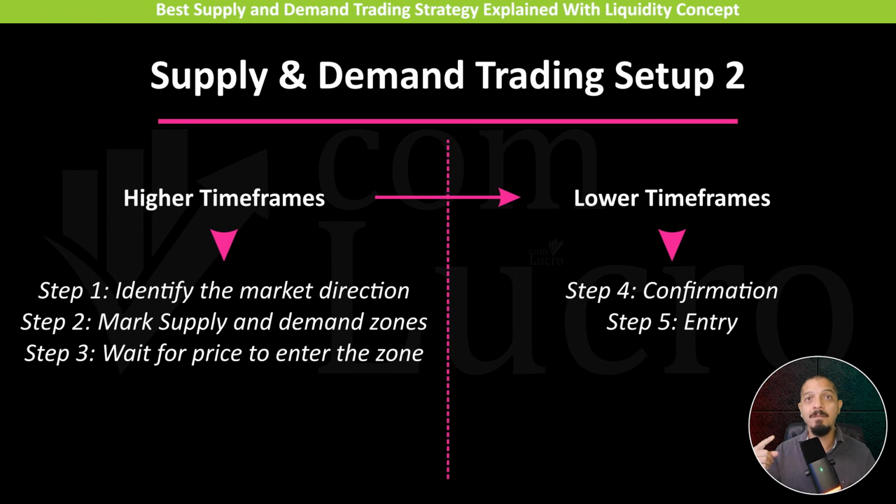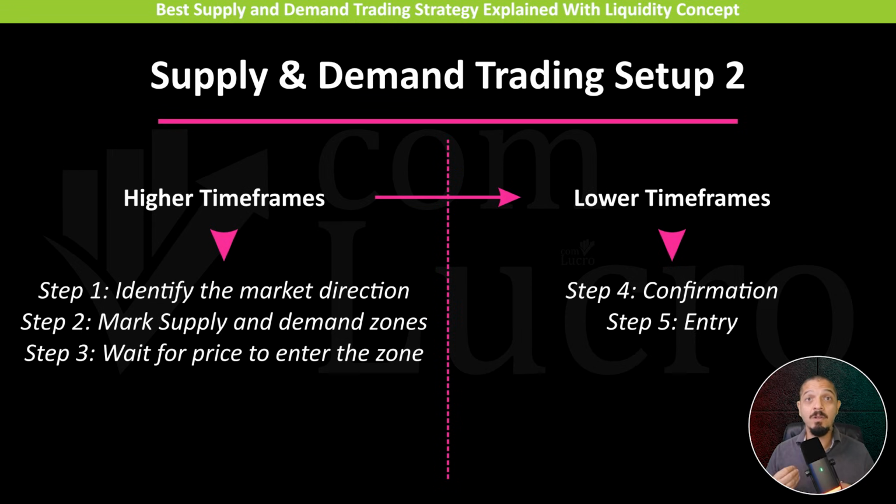Now let us build on that foundation and move to strategy number 2, where we combine two time frames to increase precision. On the higher time frame, we follow the exact same principles we discussed earlier. The only difference is that we refine our execution by dropping down to a lower time frame for confirmation and entry. This approach can be applied to any market and does not depend on a specific time frame. The key rule is simple. Your execution time frame should be roughly 2 steps lower than your higher time frame.